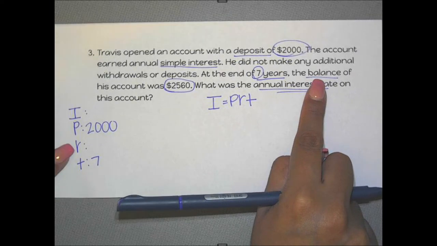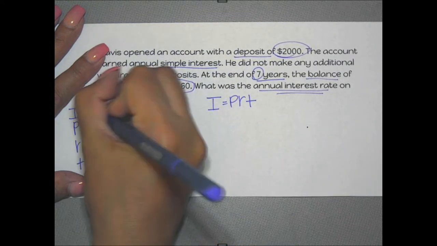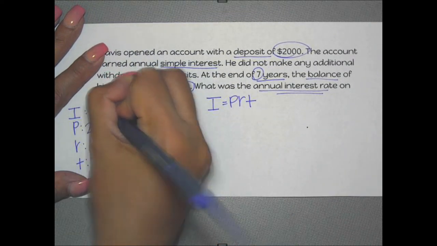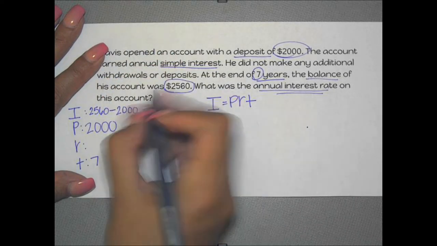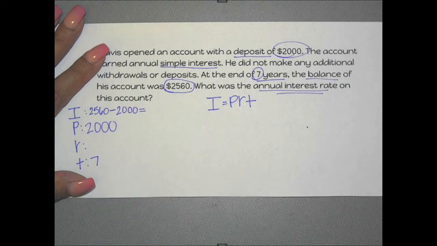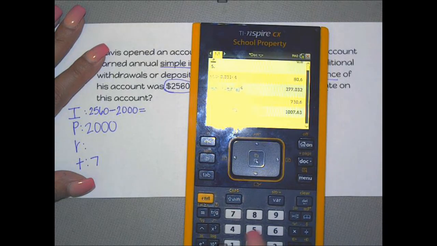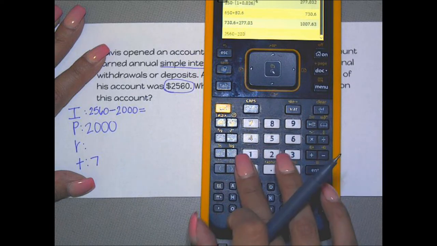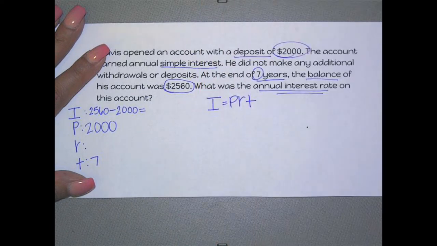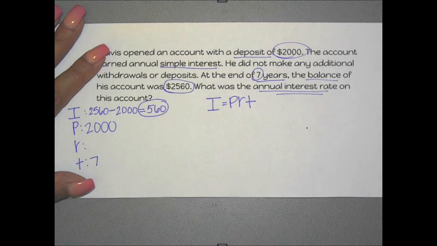I don't have anywhere to put my balance, but that does tell me that I can find my interest. So I would take that account balance, 2,560, and when I subtract 2,000 or that principal from it, it will give me my amount of interest. Okay. So if I did 2,560 minus 2,000, I get 560. So that's how much interest Travis earned after 7 years.